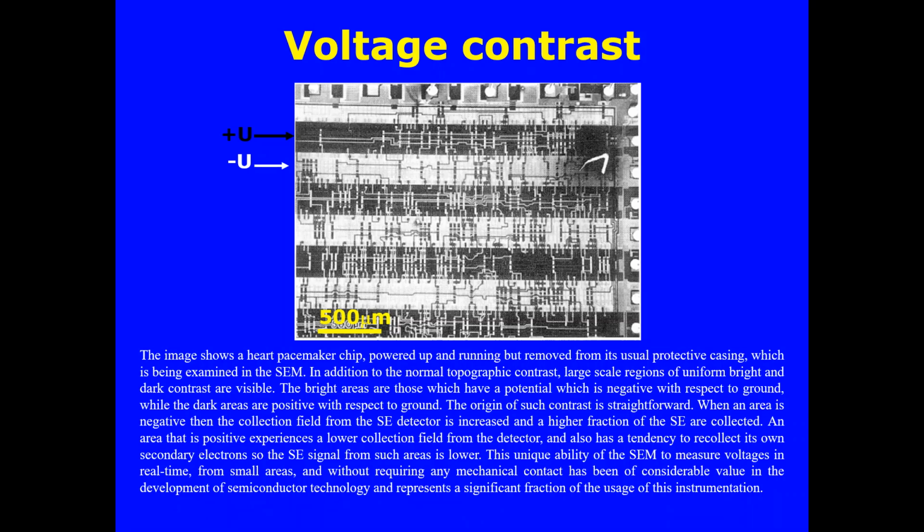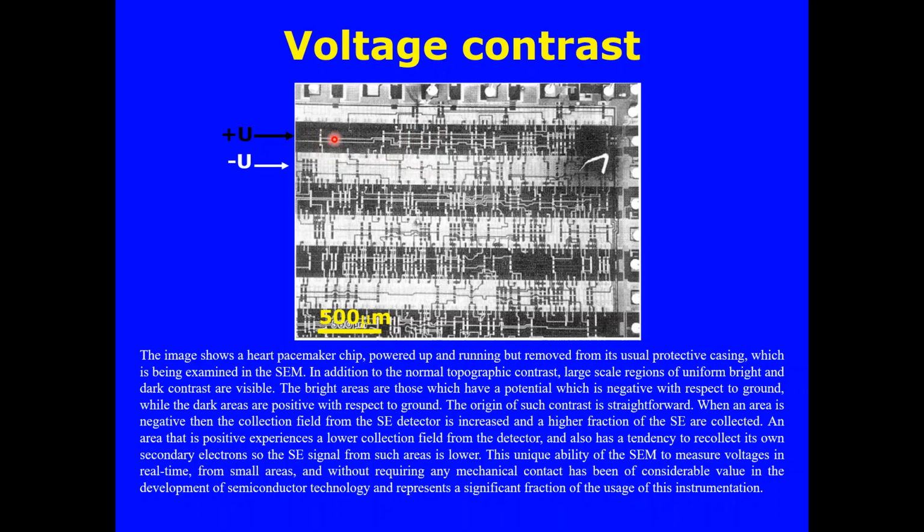So what does this image actually show? Here you might be wondering what sort of information we get, and what this image basically stands for. If you observe it clearly, it shows a hard piece microchip powered up and running, but removed from its usual protective casing, which is being examined in the SEM. In addition to the normal topographic contrast, large-scale regions of uniform bright and dark contrast are visible. Here you can see the bright and dark contrast separately.